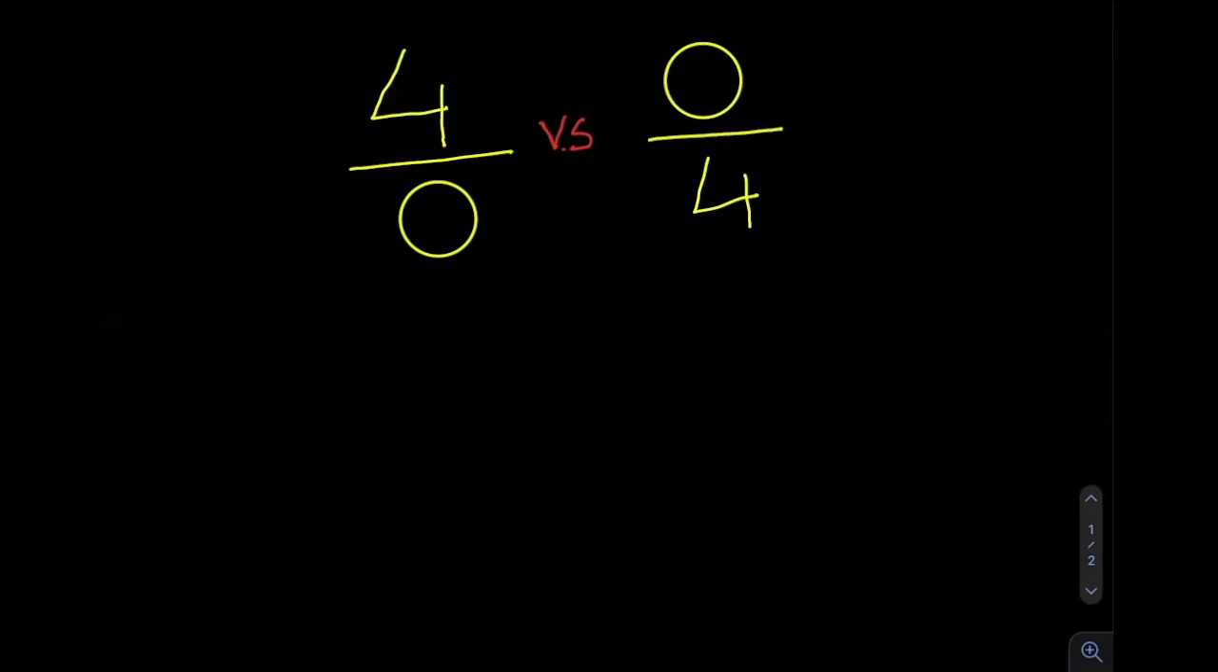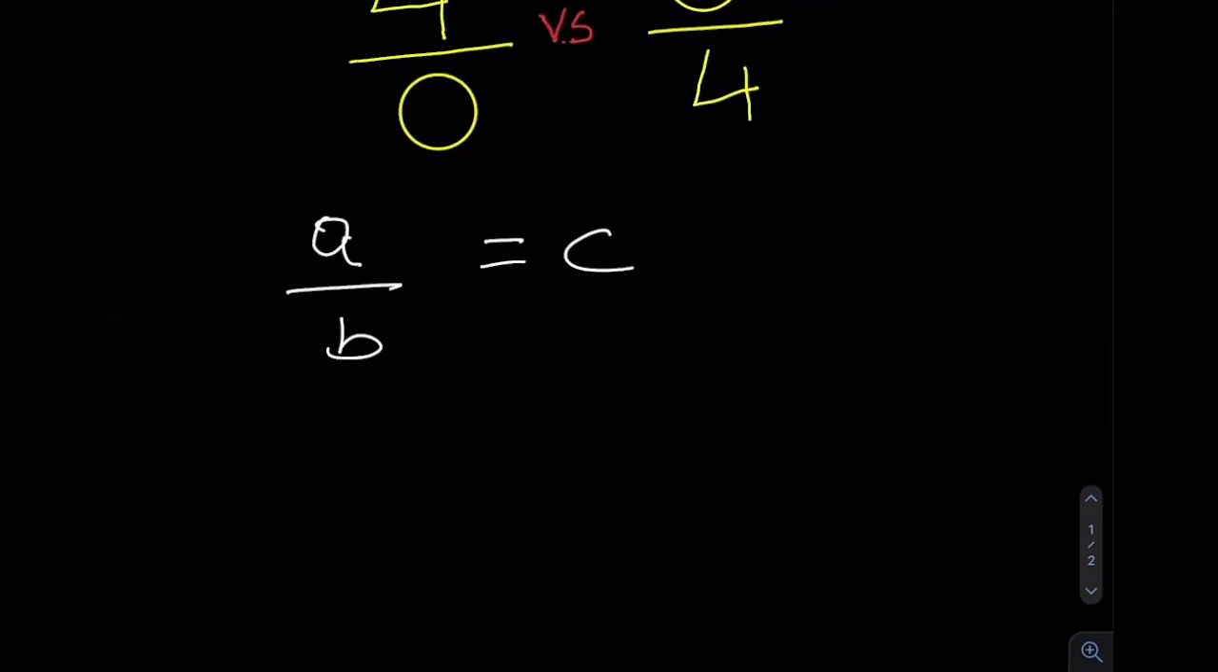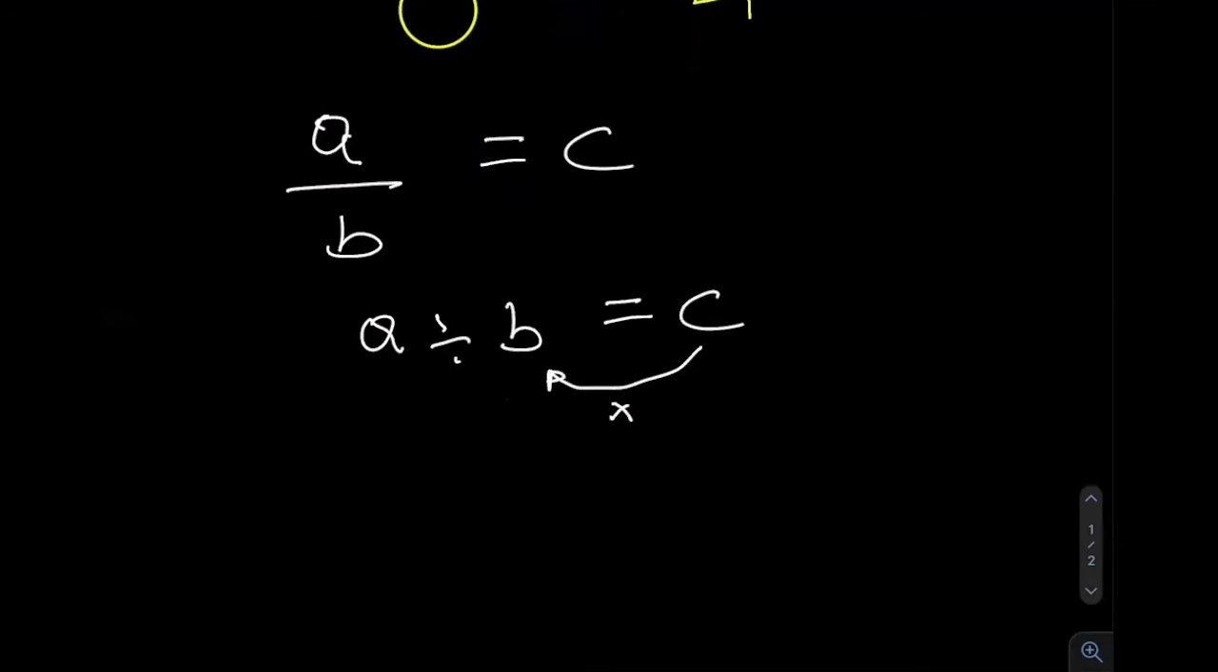In this video, I'll show you the difference between a number over 0 and 0 over a number. So what do we mean whenever we say A over B is equal to C? If we put this in other words, we can write this as A divided by B is equal to C. If this is correct, then we can prove this by multiplying C times B and we get A. So if A divided by B is equal to C, then C multiplied by B is equal to A.